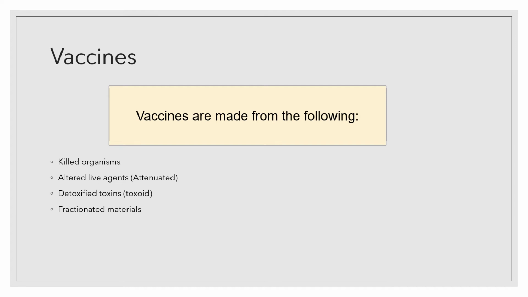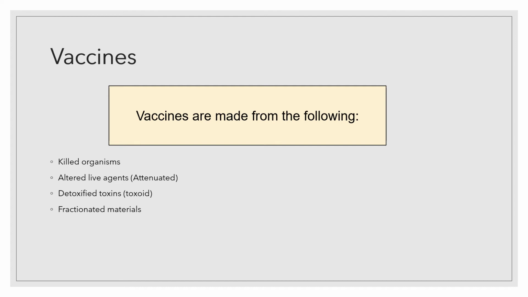Altered live agents, also known as attenuated agents. These are exact antigens from non-dangerous strains. We have detoxified toxins, also known as a toxoid. One type of vaccine that is made from a toxoid is the tetanus vaccine. This is basically a toxin that's been treated with acid or heat. They stimulate antitoxins in the body.